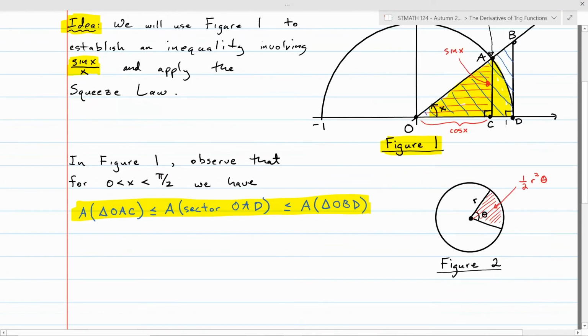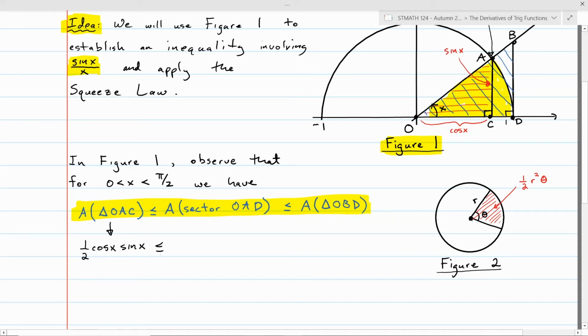So that first area, when you have a triangle, it's 1/2 the base times the height, right? So this area would be 1/2 the base is cosine of x, and the height is sine of x. So I'm using that area formula for a triangle, 1/2 base times height.